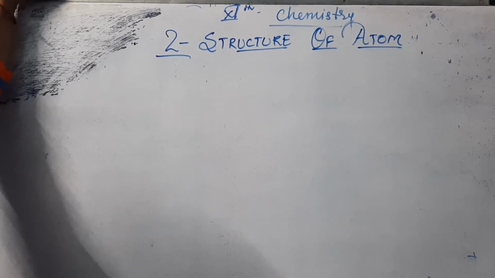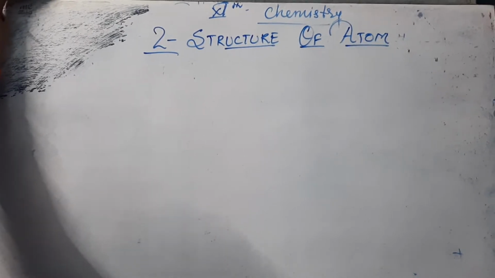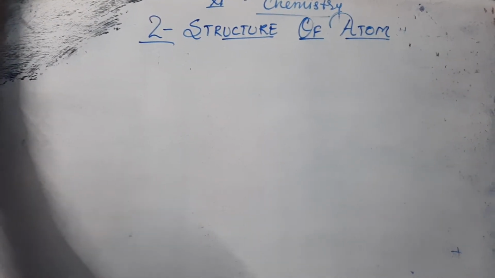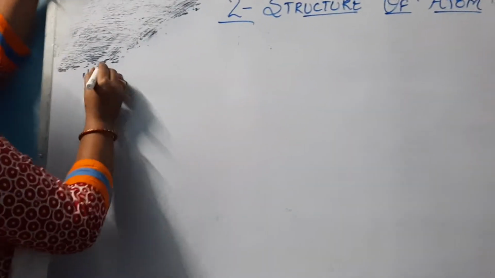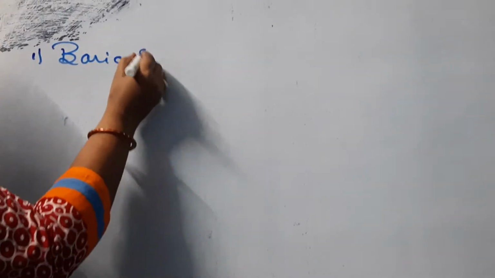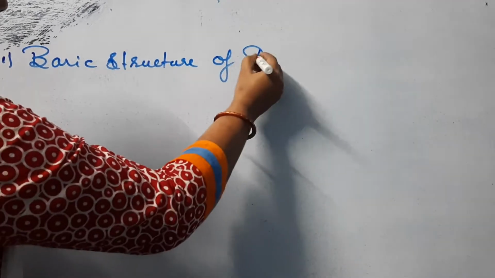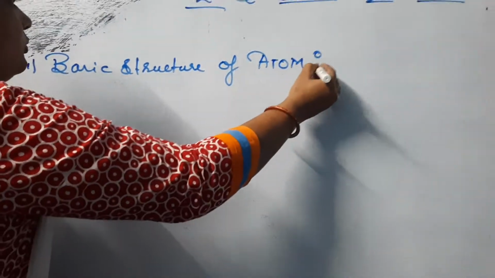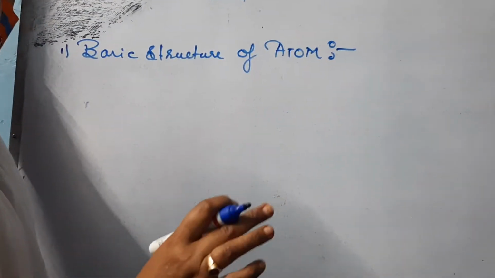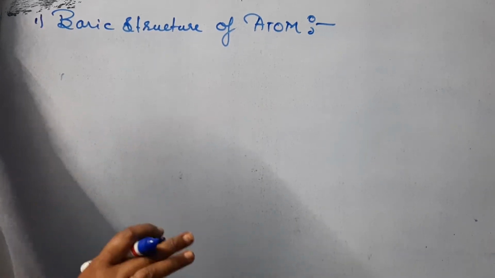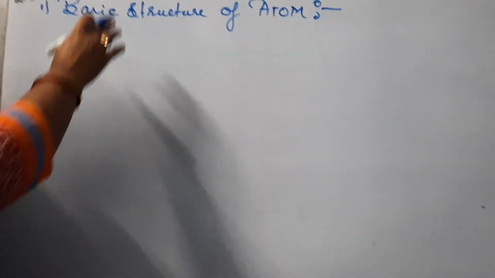Today we start the second chapter of your chemistry book. What is the name of the chapter, beta? Structure of atom. So first of all, what do we see in this chapter? Basic structure of atom. In basic structure of atom, you have to see only the basic structure and which part was discovered by whom. The rest of the portion is not under the course, according to this year's syllabus. I taught this topic to you all.